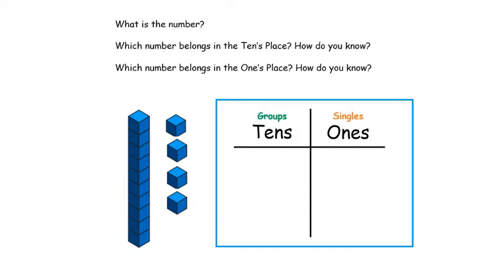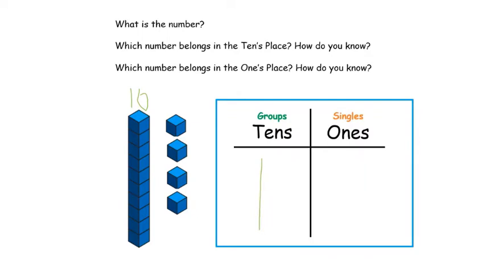What is this number? We can look at the picture and we know, because we're experts at this, that this right here is 10. There are 10 cubes in the one full group. So this is our 10 group. We have 1 group of 10.